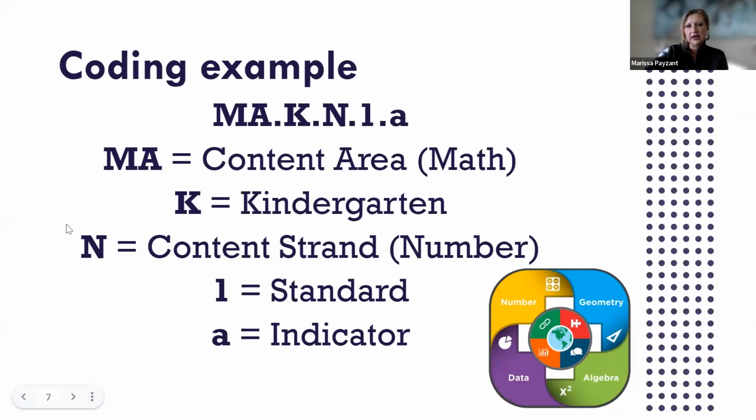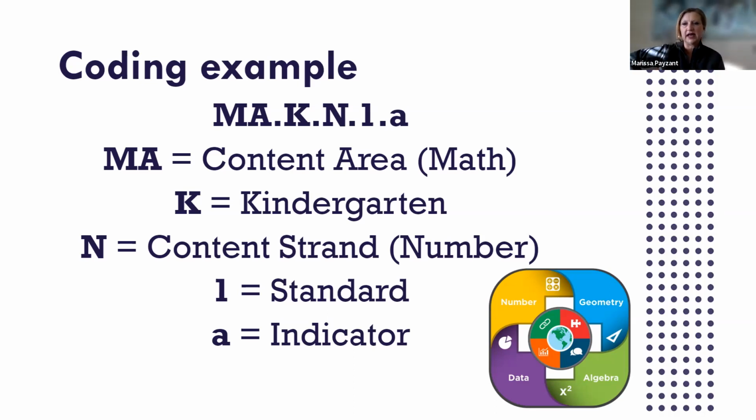A little bit about the coding. This follows what you'll see in other content area standards. This is our traditional coding system. So here's just a little example. We have the content area come first, so MA for math or LA for English language arts and so on. That's the content area. The next code there is for, in this case, kindergarten, with the K. And then the content strand is next. So N stands for number. And then the 1 is the standard itself.